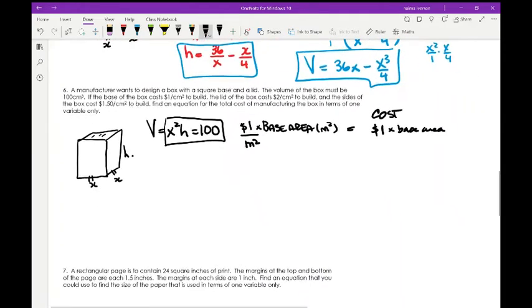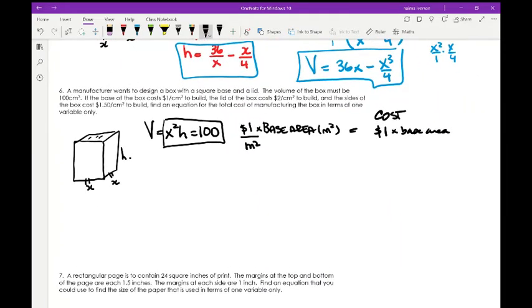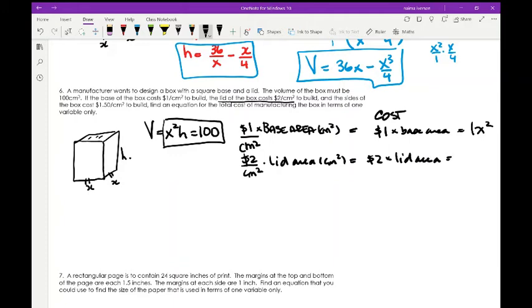Well, let's take a look at the base area. The base area is the area of the base, which is x squared. So this is going to cost 1x squared. Then it says the lid of the box costs $2 per square centimeter. So $2 per, oh, sorry, these are centimeters squared times lid area in centimeters squared is going to be $2 times lid area, which is 2x squared, because the lid is x squared as well, because it's at the top of this thing here.